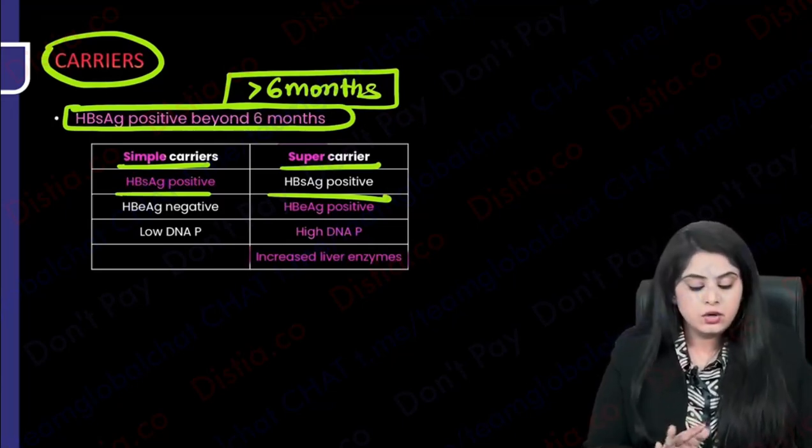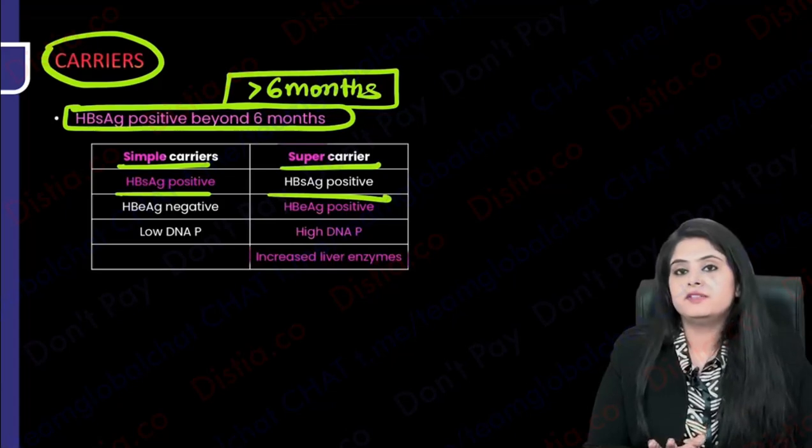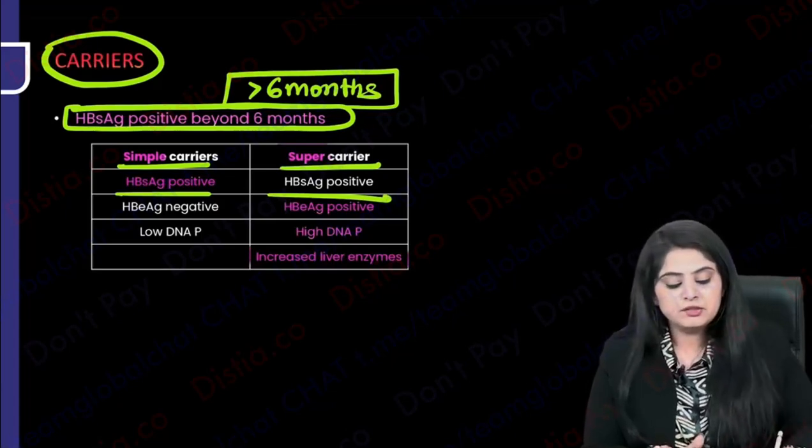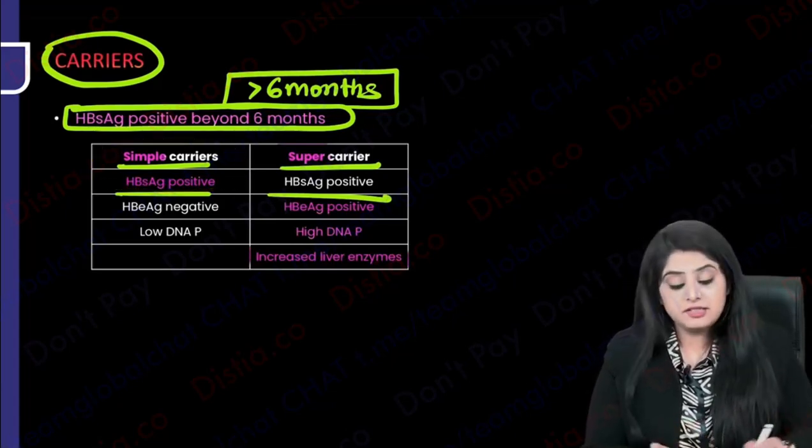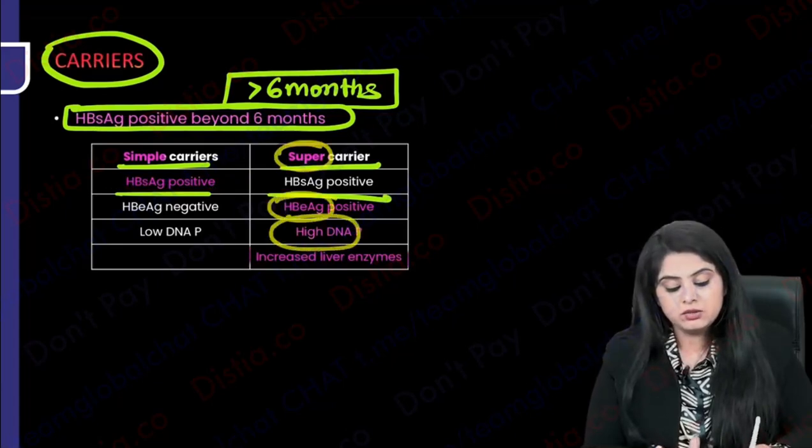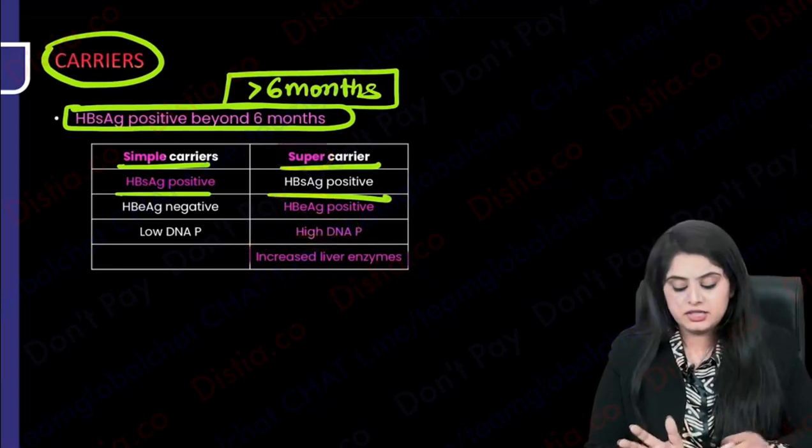That's about it. Not HbE, and DNA polymerase levels are also very low. Simple, so in the simple one, just keep simple HbS. In super duper, HbE also, DNAP also, liver enzymes, everything goes up.